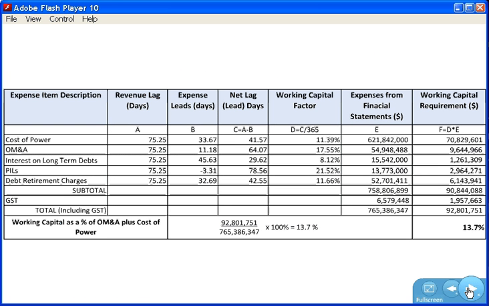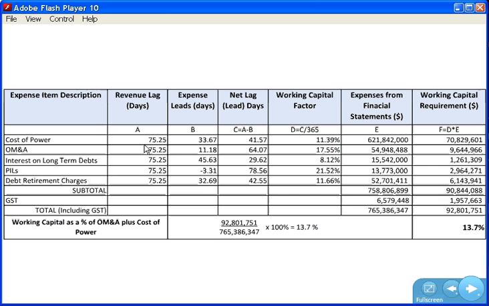Here we have an example of the working capital requirement for Hydro Ottawa. During this session, we will use a number of tables that are all taken from the latest cost of service application by Hydro Ottawa. So quickly, you have the cash items, cost of power, OM&A, and other items. Then you have the revenue lag, which is all the same.